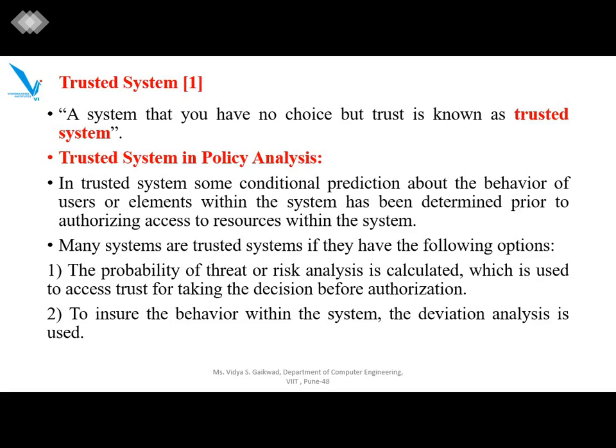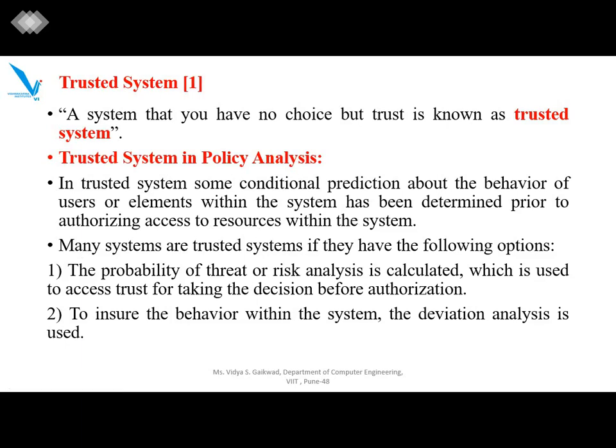Therefore, there should be a minimum number of trusted components in a system. So, a trusted system should provide security, integrity, reliability, and privacy. Now, let's see how a trusted system is used in policy analysis. In a trusted system, some conditional prediction about the behavior of users or elements within the system is determined prior to authorizing access to resources within the system.